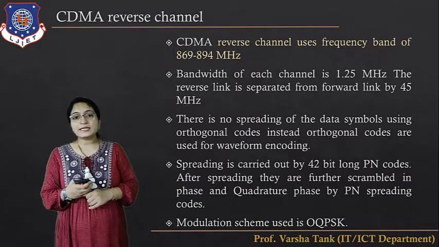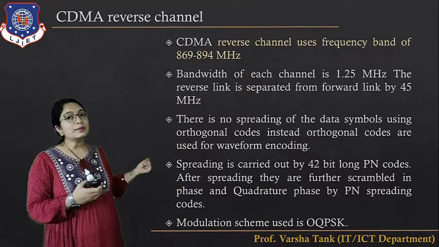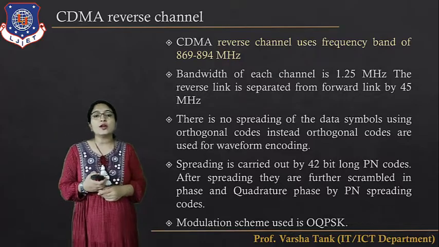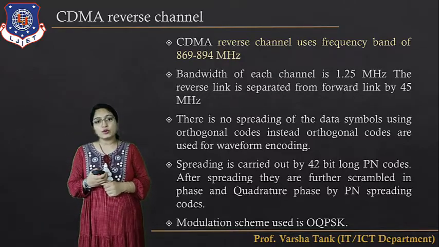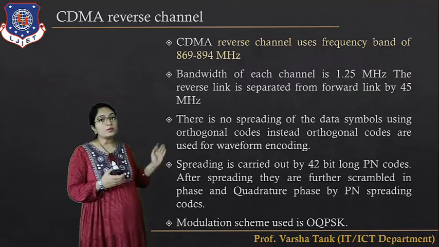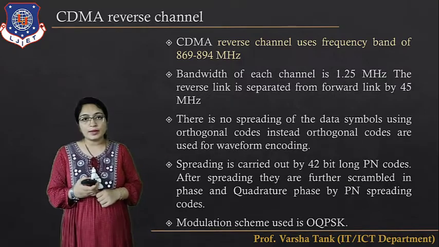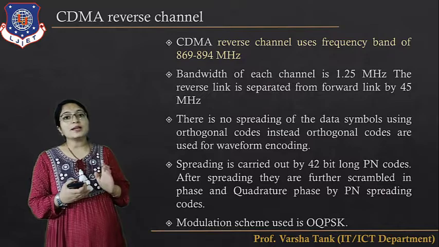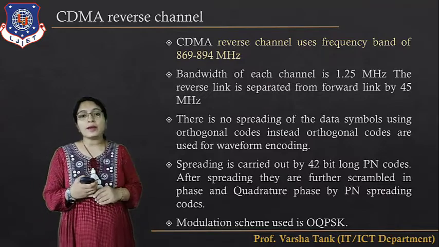Now let's learn about the CDMA reverse channel. The CDMA reverse channel also uses the frequency band of 869 to 894 megahertz. Here the bandwidth of each channel is 1.25 megahertz. The reverse link is separated from the forward link by 45 megahertz.